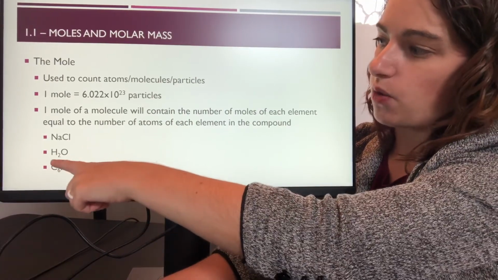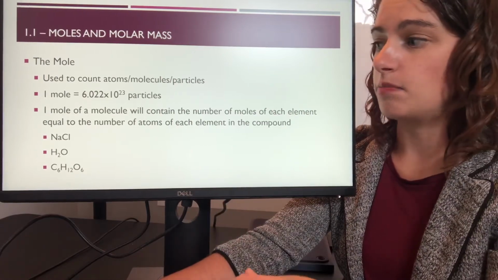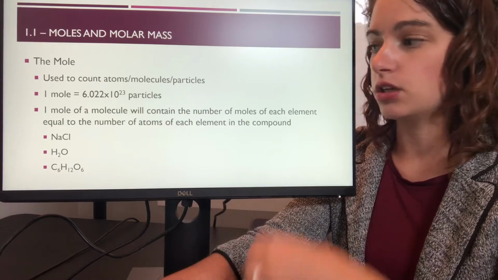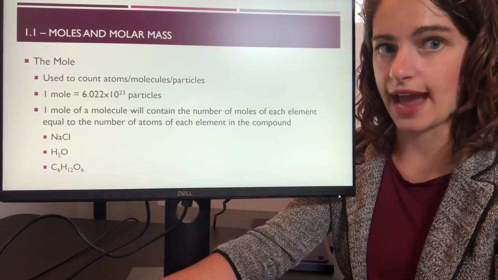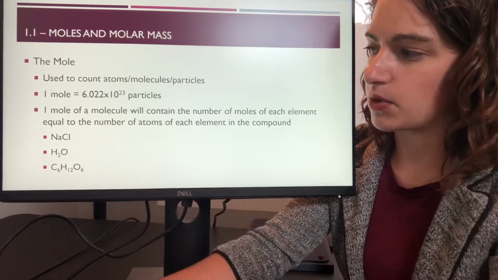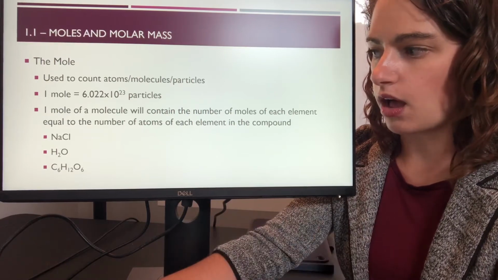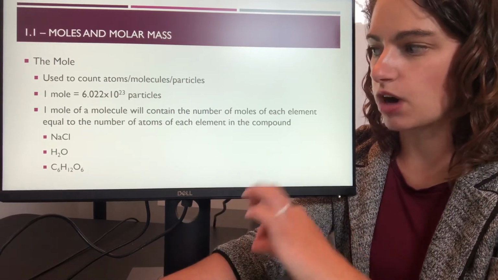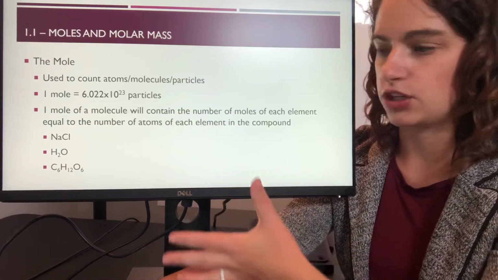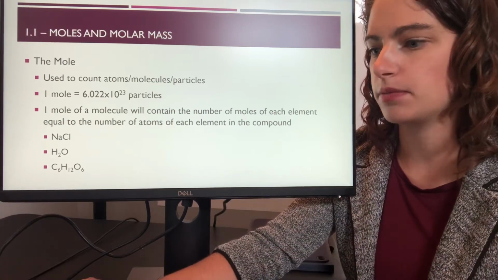H2O, water. So we've got 2 hydrogens and 1 oxygen. So if you have a mole of water, that means that you have 2 moles of hydrogen, 1 mole of oxygen, total 3 moles of atoms in your 1 mole of the compound. And our last example, C6H12O6. So again, 1 mole of this compound gives you 6 moles of carbon, 12 moles of hydrogen, 6 moles of oxygen. Okay, in just 1 mole of that compound, because we're thinking about how we split all those pieces up.